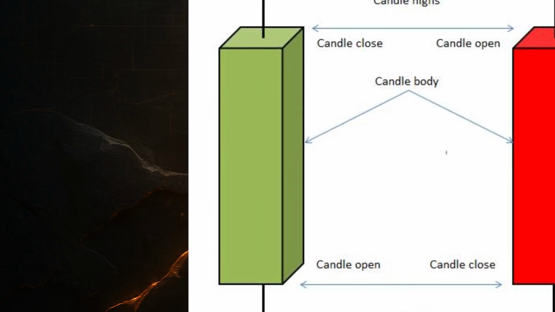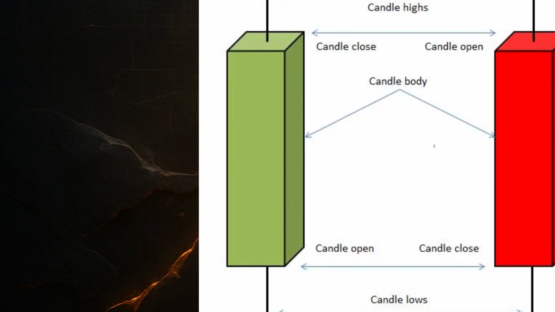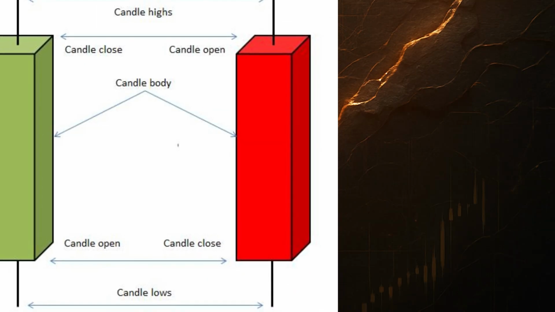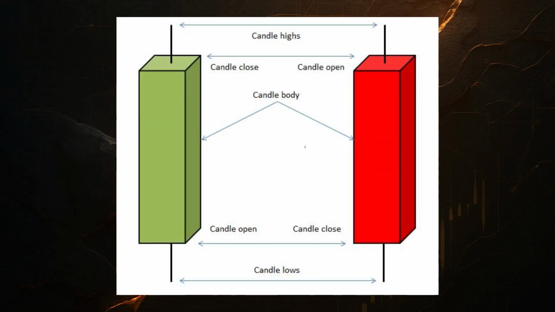A green or white candle means that the closing price is higher than the opening price. A red or black one means that the close occurred below the open. And that's where the objective information ends. The candle doesn't say buy or sell. It only records the result of trades already made.